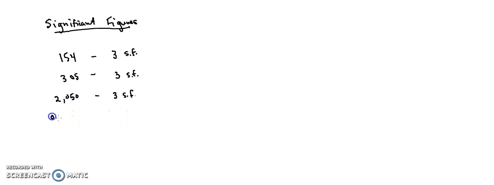If you have something like 0.032, these 2 zeros don't count because they're just placeholders, kind of like that one. So these 2 zeros do not count. The 3 and the 2 obviously do. Anything that's non-zero automatically counts. And any zeros that are to the right after a decimal.